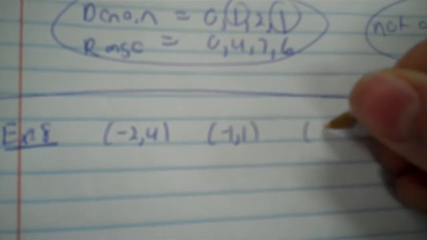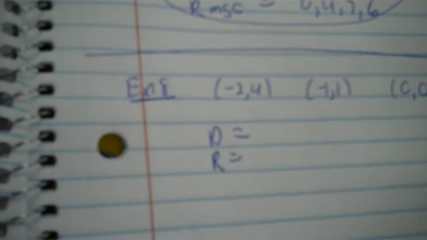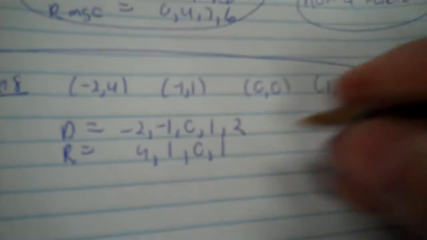Okay, next one. Example 8. Negative 2 with 4, negative 1 with 1, 0 with 0, 1 with 1, 2 with 4. Okay, so the domain and range. So domain, negative 2, negative 1, 0, 1, 2. The range 4, 1, 0, 1, and 4.